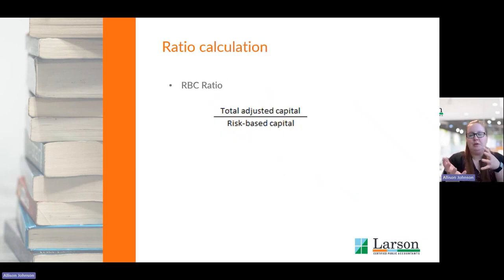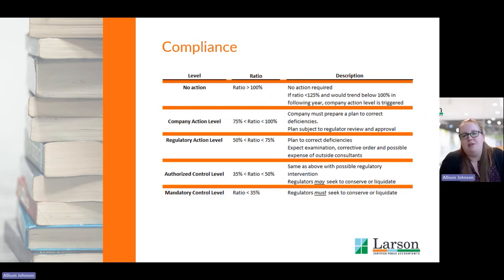So this is our formula, if you remember from the beginning, where total adjusted capital, or the actual capital we have, gets compared to the risk-based capital we just calculated and the required amount. So once you have that number, this chart outlines why it matters. So as you're calculating that, if you're over 100%, then there's no problem. Regulators aren't involved, then you're in great shape. So there's no action required.